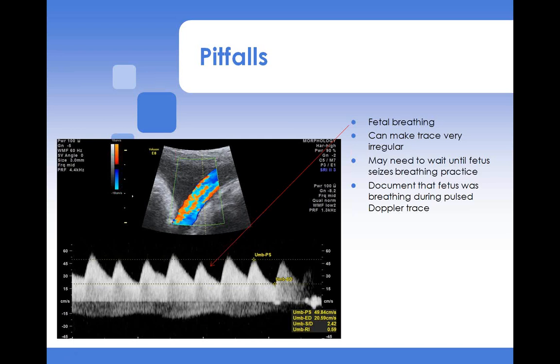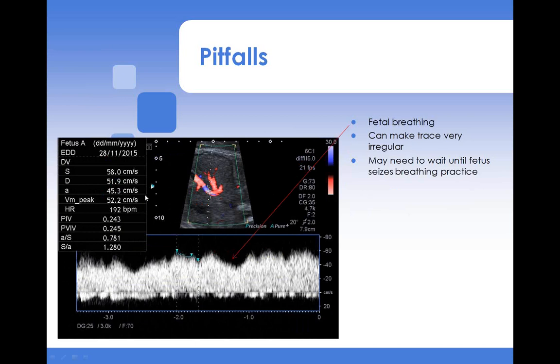If that doesn't happen, well, you just need to document that the baby was breathing during the Doppler trace. I know often the radiologist is not available to come into the room to look at a scan in real time, so make sure you document.